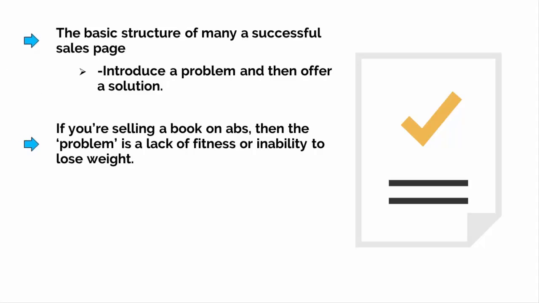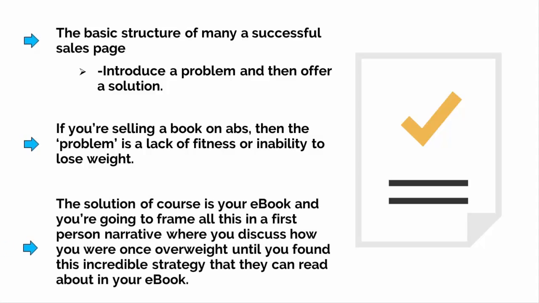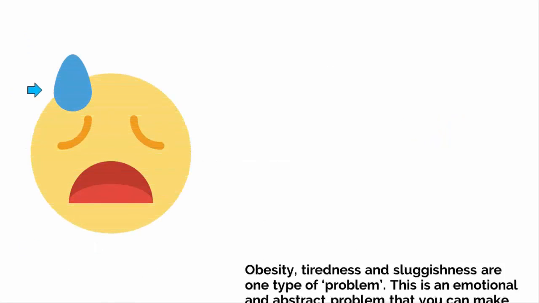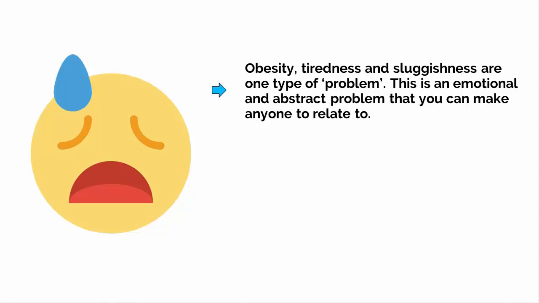If you're selling a book on abs, then the problem is lack of fitness or the inability to lose weight. The solution, of course, is your ebook, and you're going to frame all this in a first person narrative where you discuss how you were once overweight until you found this incredible strategy that they can read about in your ebook. Obesity, tiredness, and sluggishness are one type of problem. This is an emotional and abstract problem that you can make anyone relate to.